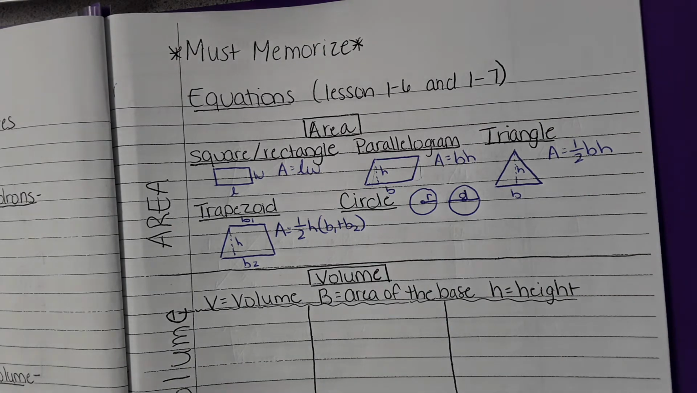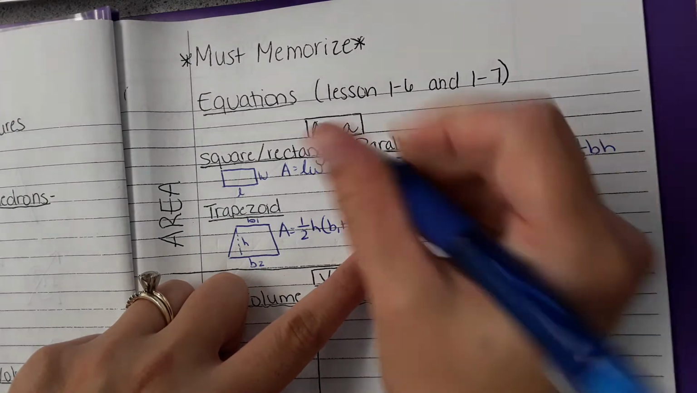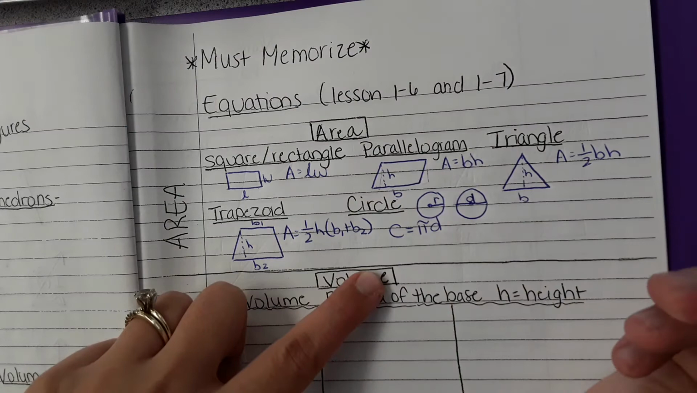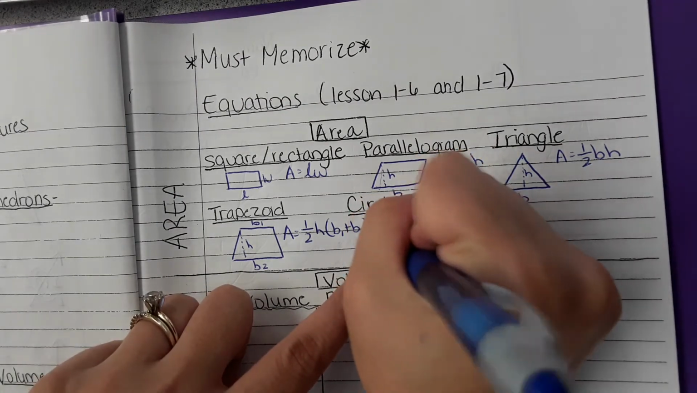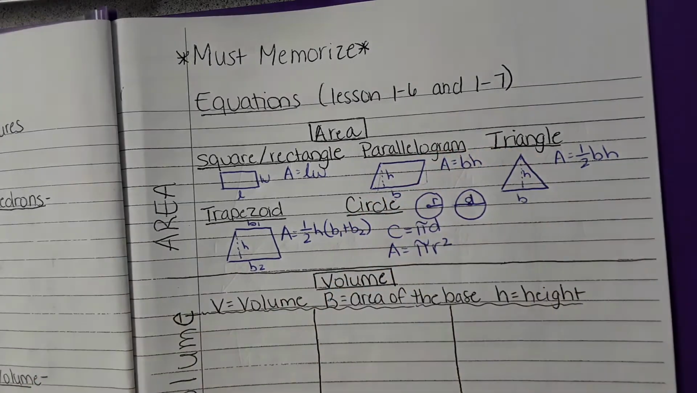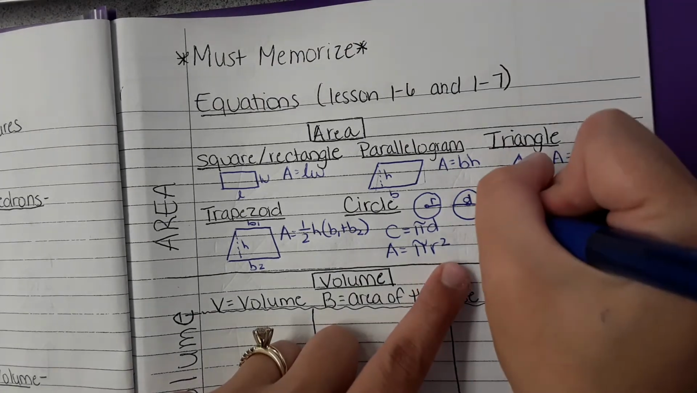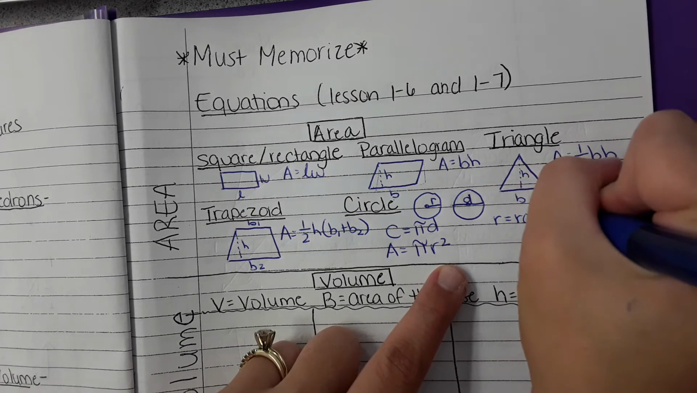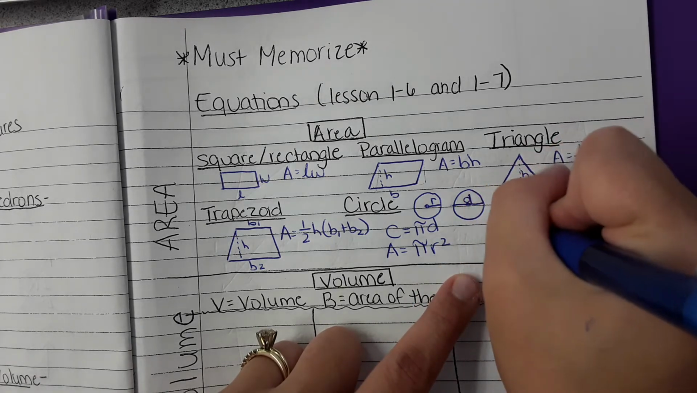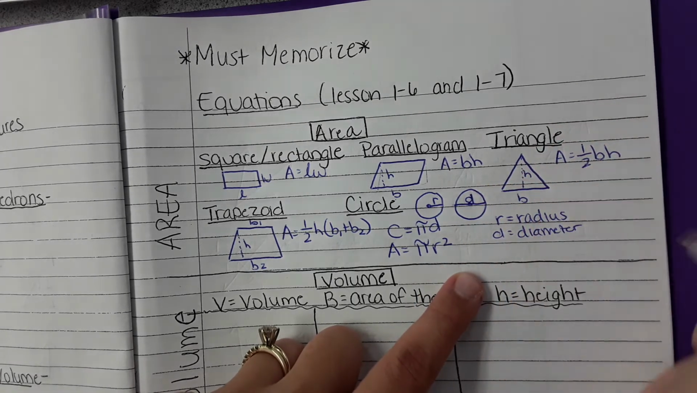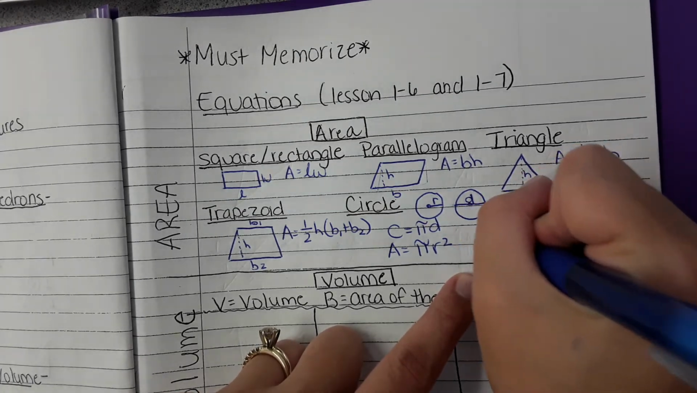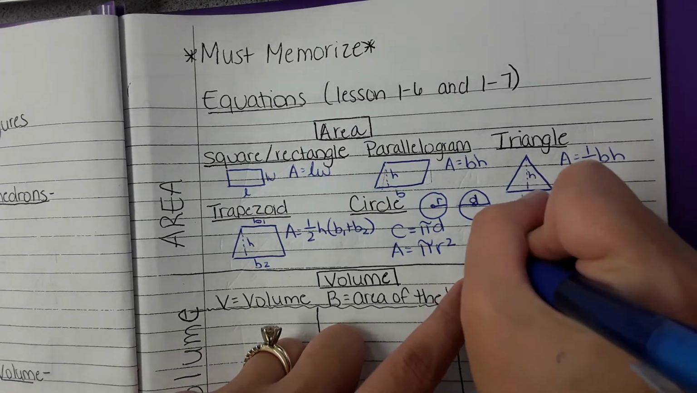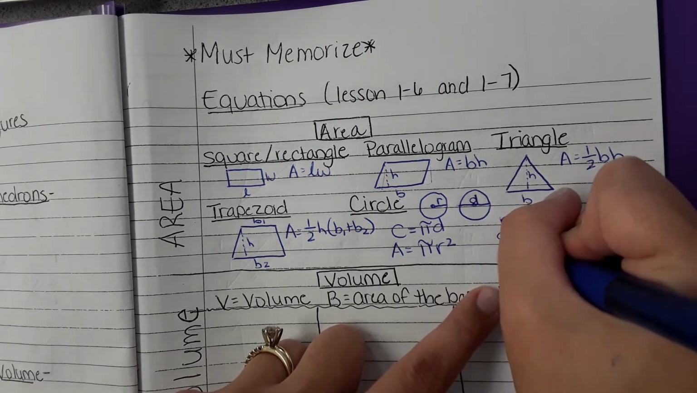The two equations that we're going to work with today are circumference equals pi times diameter, and then area of a circle is pi r squared. So just defining all the different variables we're using, r is radius, d is diameter, c is circumference, a is area.